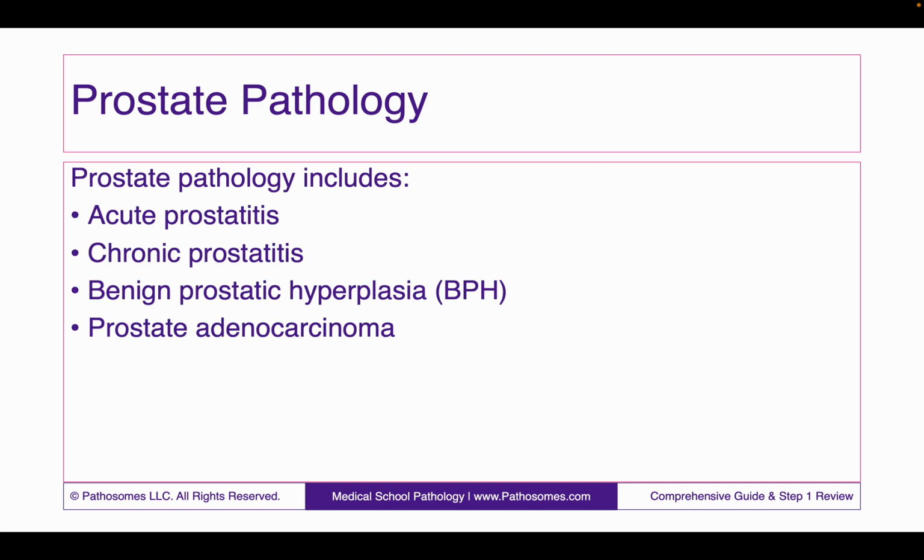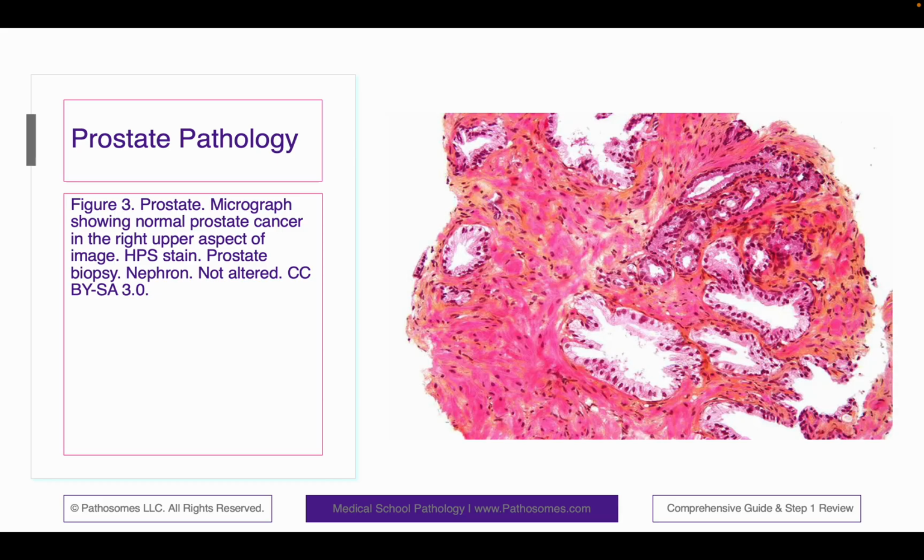Now, some prostate pathology that you must be aware of, for the real world and for test world, is acute prostatitis, chronic prostatitis, BPH, benign prostatic hyperplasia, and obviously prostate adenocarcinoma. Here we can see a micrograph showing a normal prostate, or is it? Why don't you take a look there? You see the glands? Some of those glands look a bit atypical, right?